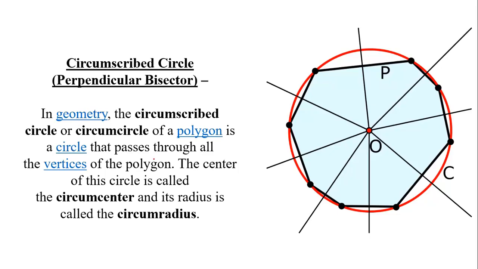Now let's see circumscribed circles. A circle which is outside of any polygon is called a circumscribed circle, and the circumscribed circle touches all the vertices of the polygon. A polygon could be made up of any number of sides. This could be a triangle, a rectangle or any quadrilateral. The circumscribed circle can be drawn by the perpendicular bisectors, and the center will be called circumcenter, and the radius of the circle will be called circumradius.